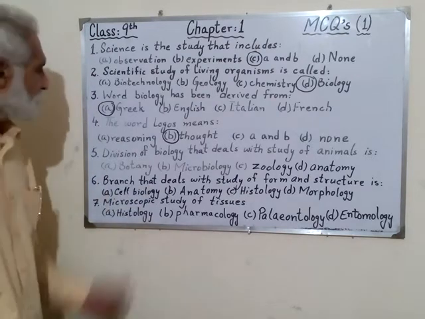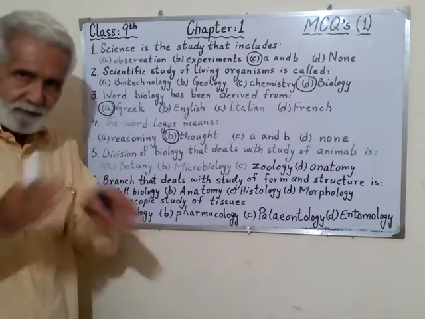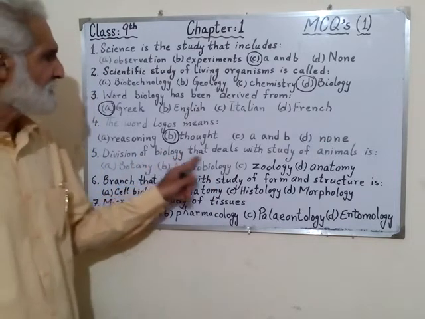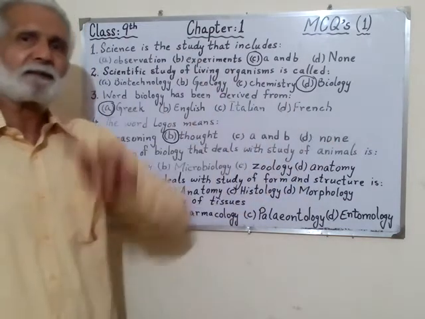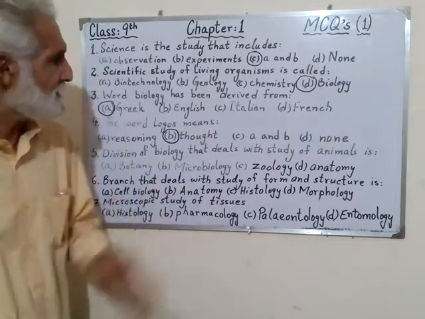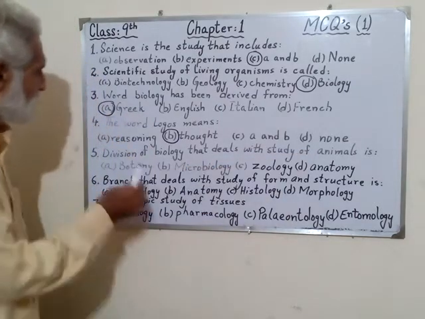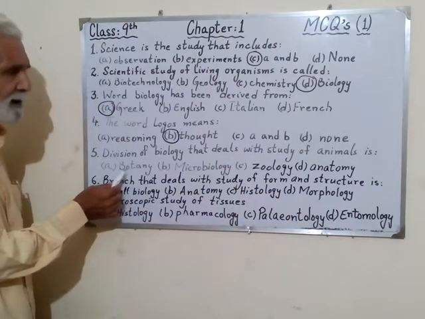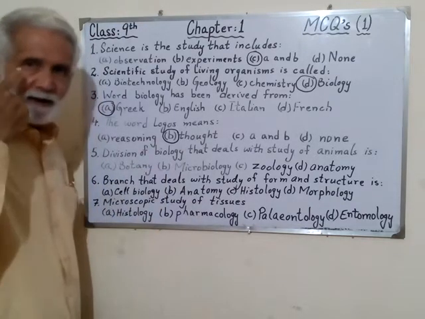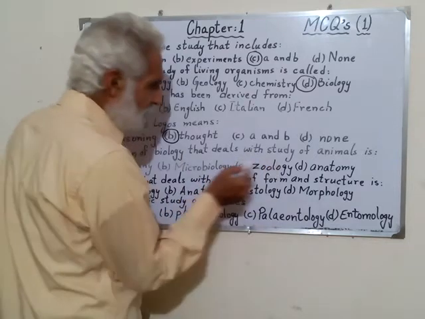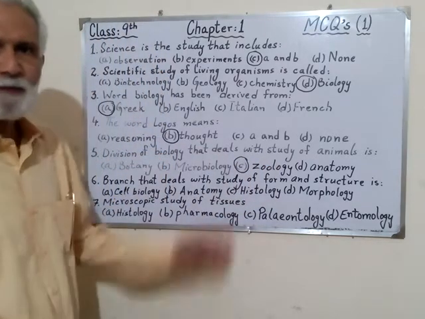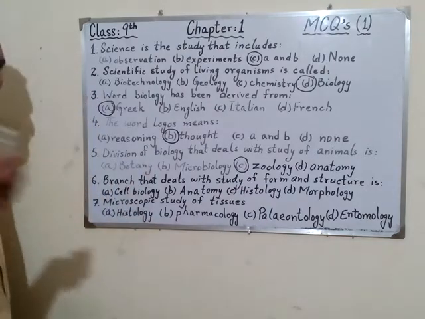Then comes number 5, division of biology. Biology has been divided into many branches. Which division of biology deals with the study of animals? Biology has been divided into two, study of animals and study of plants. So here you want study of animals. Botany, no, it is the study of plants. Microbiology is about unicellular organisms that we can't see with the naked eye. Then the study of animals is simply zoology. Anatomy is something else.